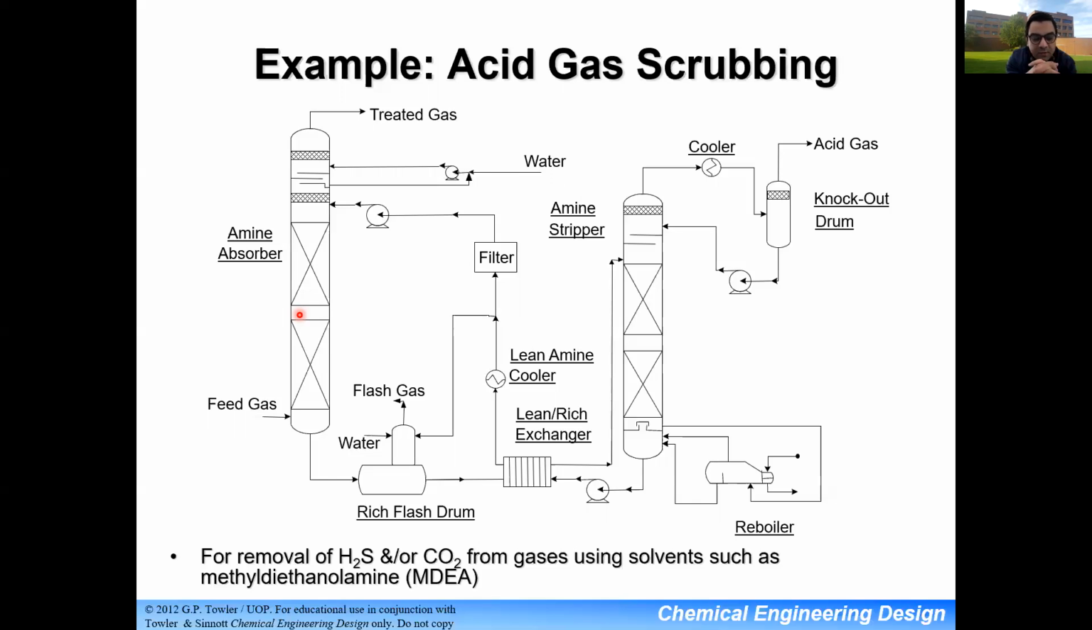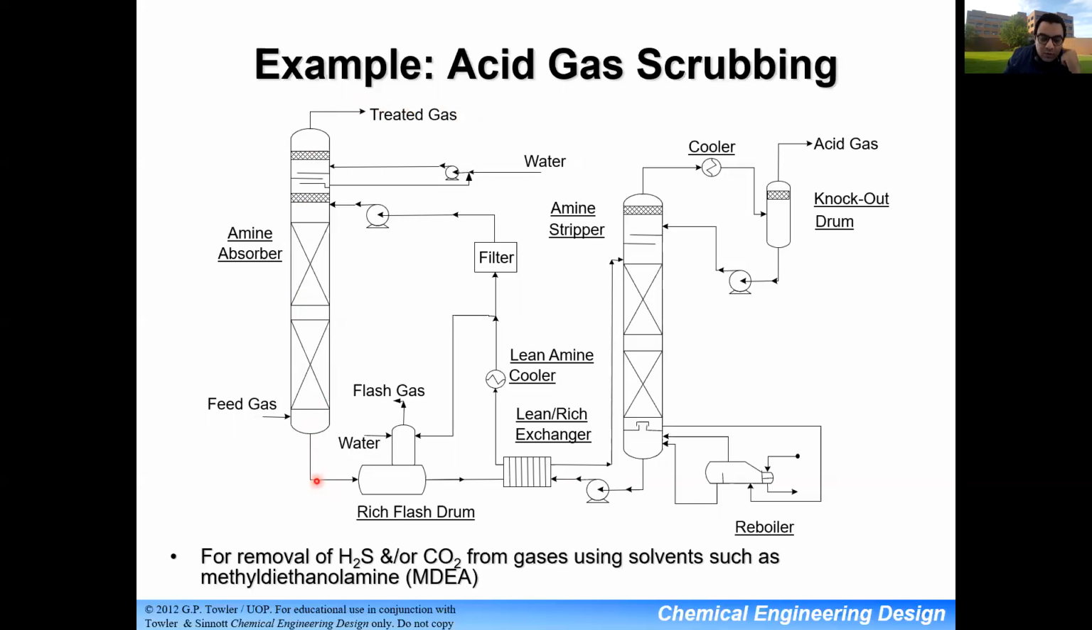This solvent will have a high affinity for H2S, for example. So the solvent will basically eat up all the H2S from this gas mixture, and the clean methane will leave from the top. So from the top here, I'll only have methane, CH4, without any of the H2S. And then the H2S and the solvent will both leave from the bottom of the column. Here it's called a rich solvent.